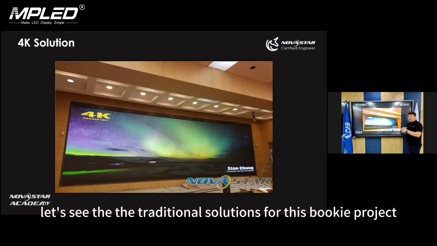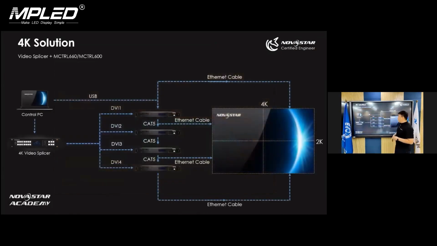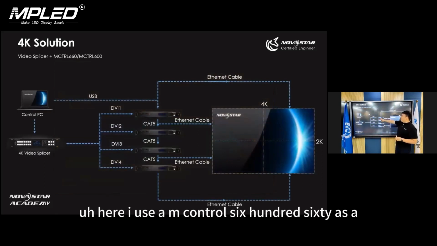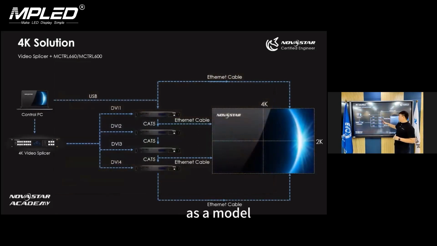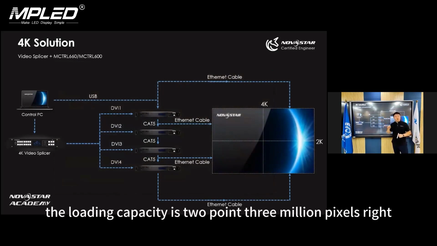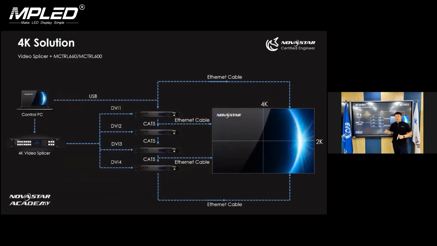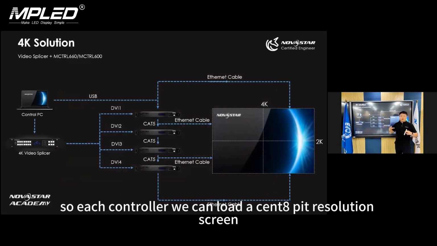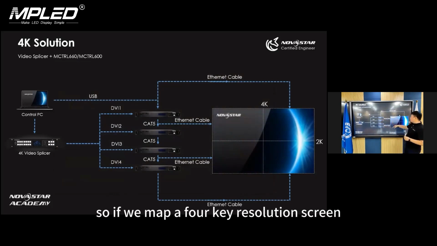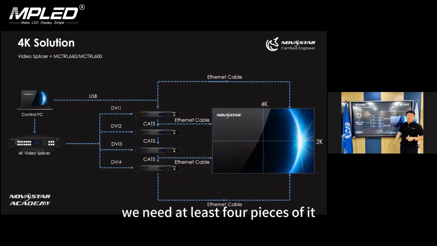Okay, let's see the traditional solutions for this 4K project. Here, I use the Sony controller 660 as the model. The loading capacity is 2.3 million pixels, right? So each controller can load a 1080p resolution screen. So if we map a 4K resolution screen, we need at least 4 pieces of it.